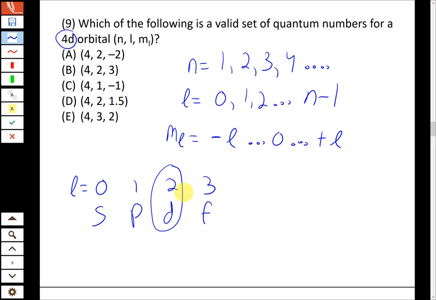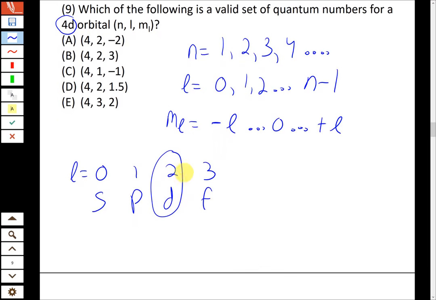So there's 5 4D orbitals, which all have different m sub L values. For L equals 2, the allowed m sub L values start at minus L, so minus 2, and then we space them in integers of 1 up until plus L. So these are the 5 allowed m sub L values, and that's why you would have 5 4D orbitals. 2L plus 1 is 5.